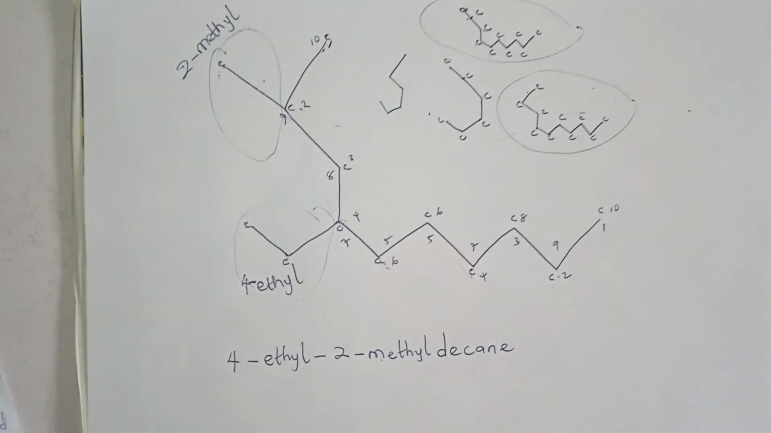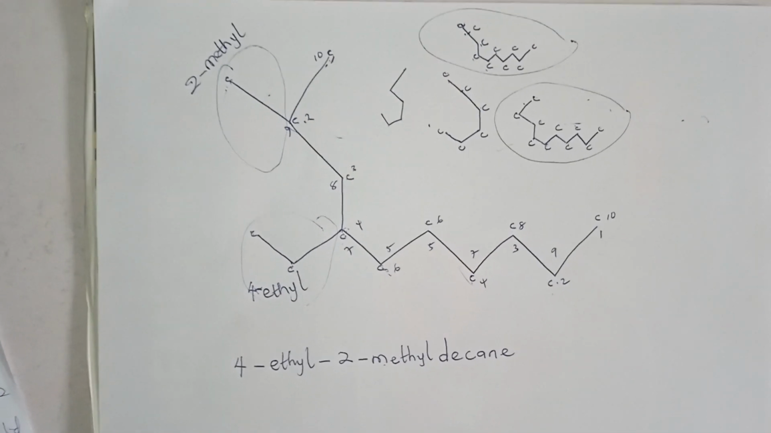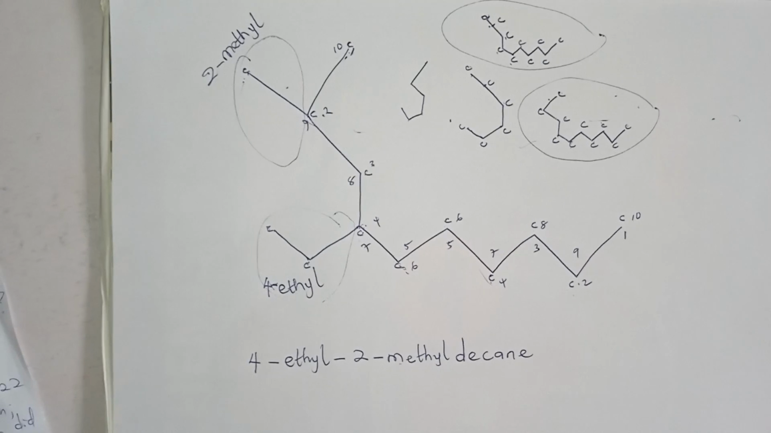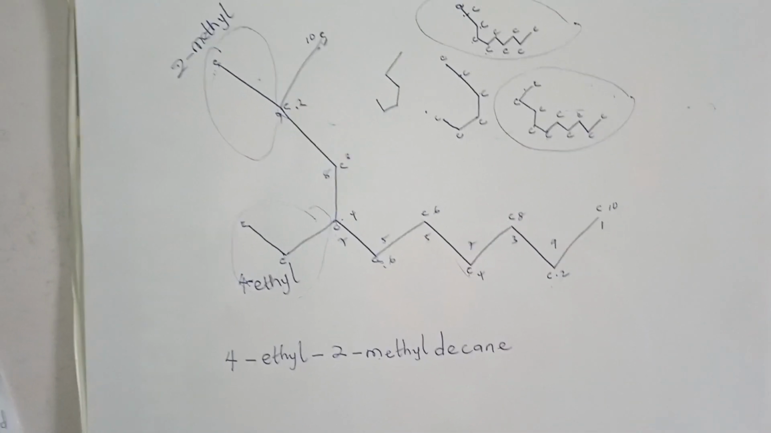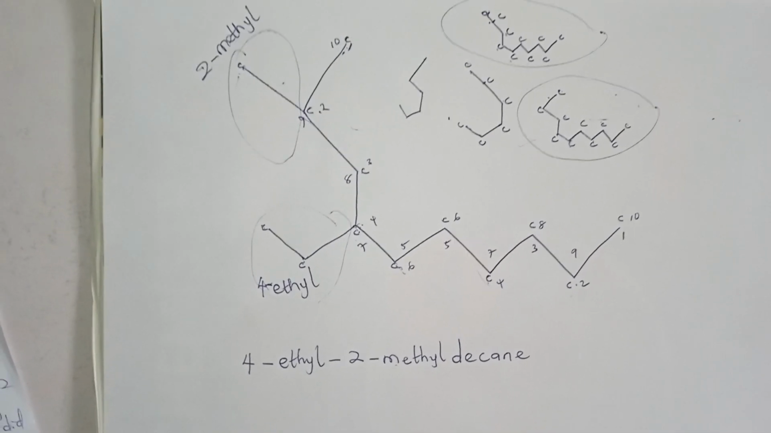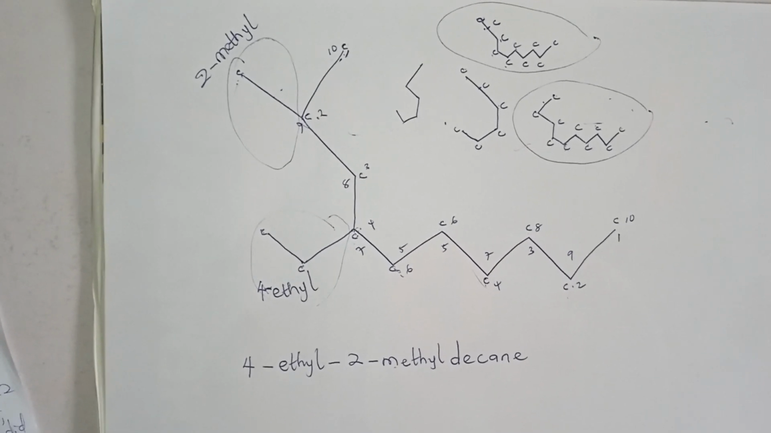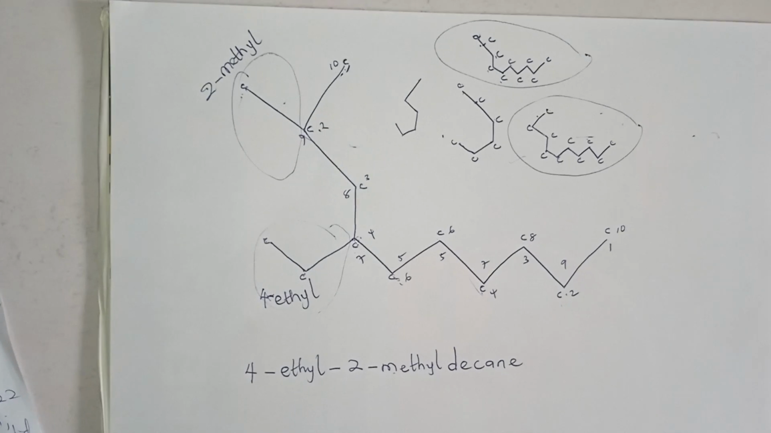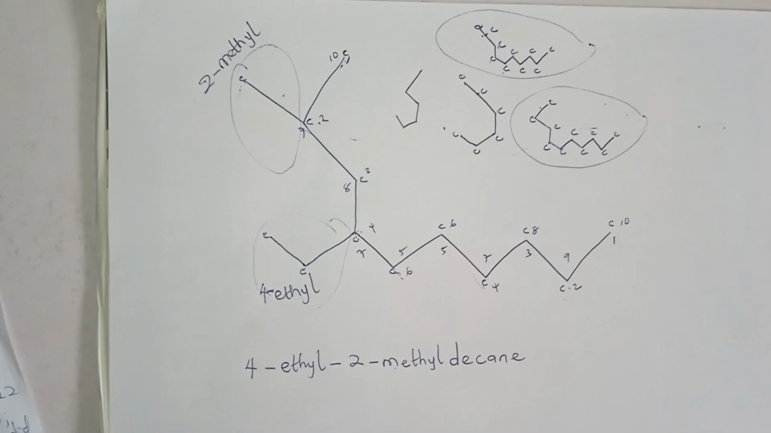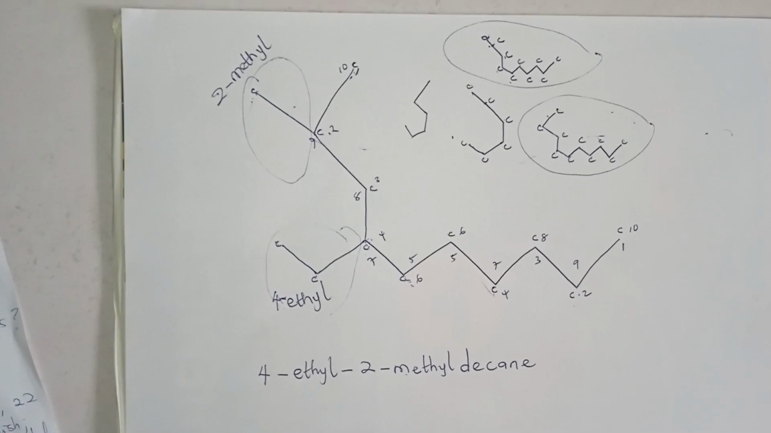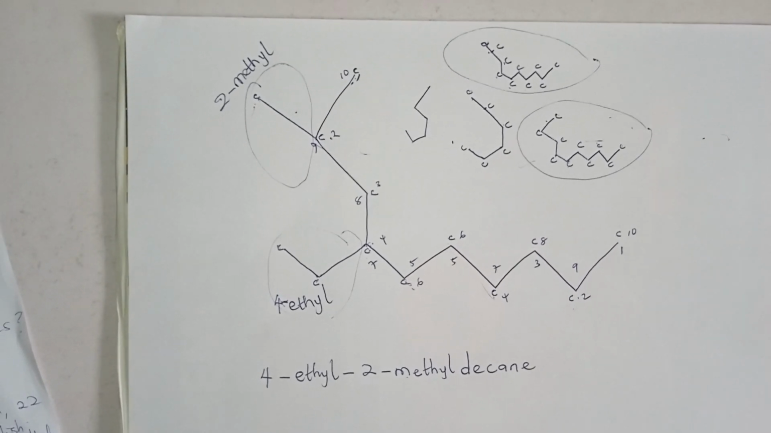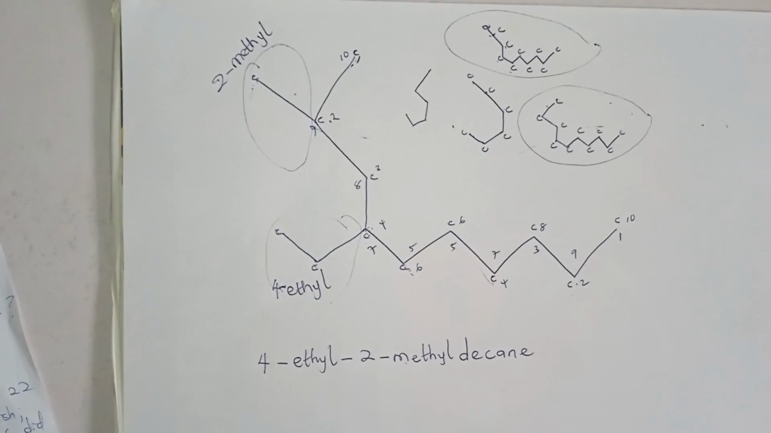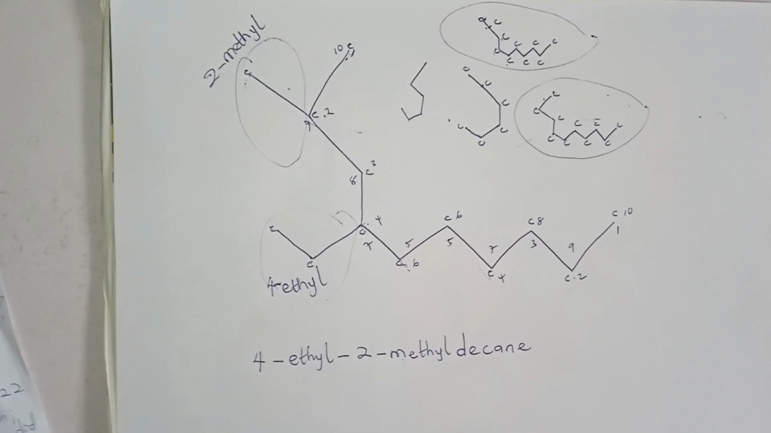When it's 1, meth; 2, eth; 3, prop; 4, but; 5, pent; 6, hex; 7, hept; 8, oct; 9, non; 10, dec; 11, undec; 12, dodec; 13, tridec; 14, tetradec; 15, pentadec; 16, hexadec; 17, heptadec; 18, octadec; 19, nonadec; 20, icosane, and so on. From 21 you have henicosane, then docosane, tricosane, and the rest of it.